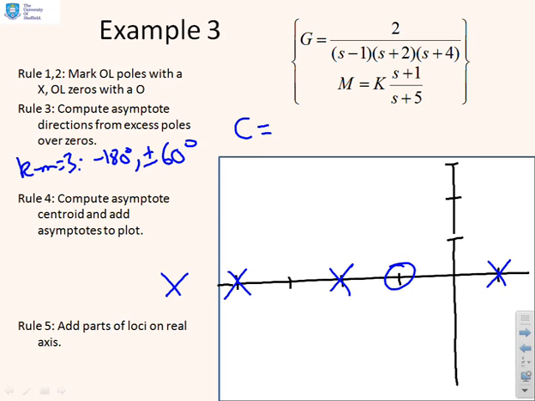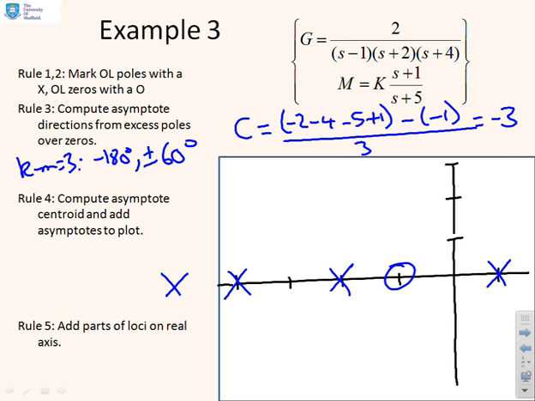So for the centroid, I've got to calculate the sum of poles, so I get minus 2, minus 4, minus 5, plus 1, then minus the open loop zeros, which is at minus 1, all divided by 3, and if I solve that, you'll see I end up with minus 3. So the centroid for the asymptotes is at minus 3, and you'll see that little red dot I've put there.